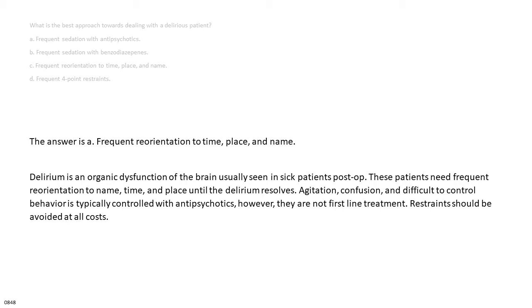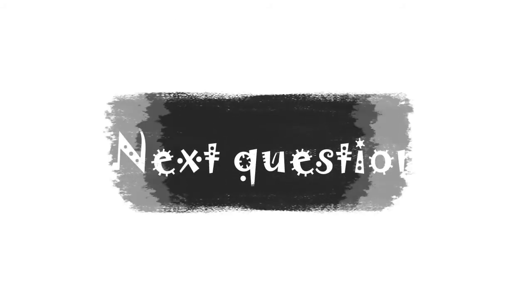Delirium is an organic dysfunction of the brain usually seen in sick patients post-op. These patients need frequent reorientation to name, time, and place until the delirium resolves. Agitation, confusion, and difficult to control behavior is typically controlled with antipsychotics, however, they are not first-line treatment. Restraints should be avoided at all costs.